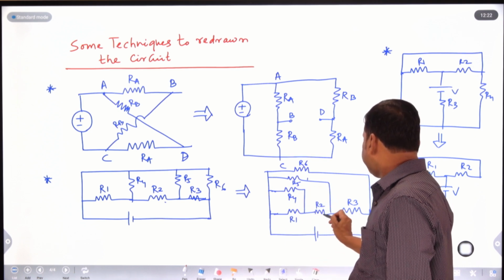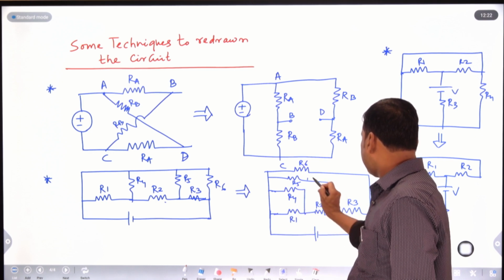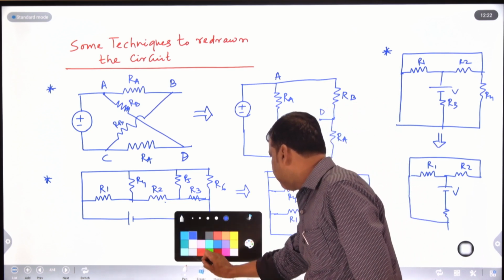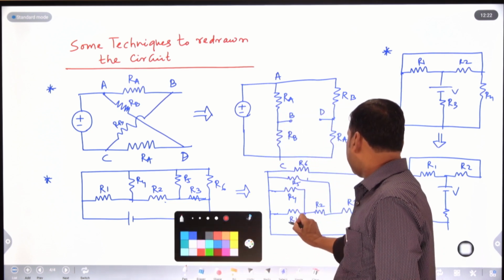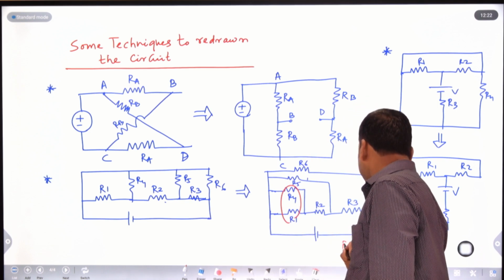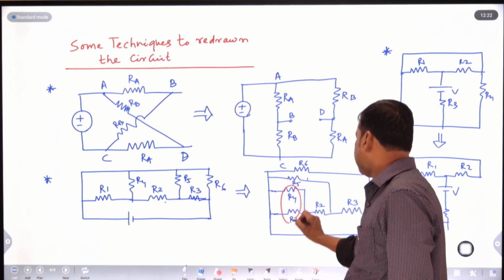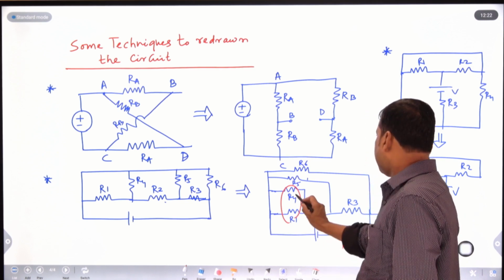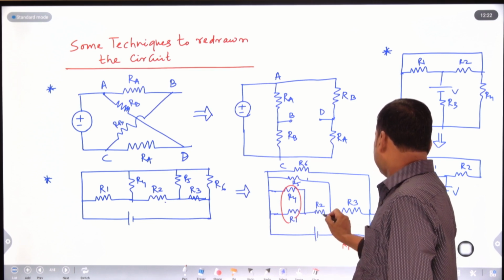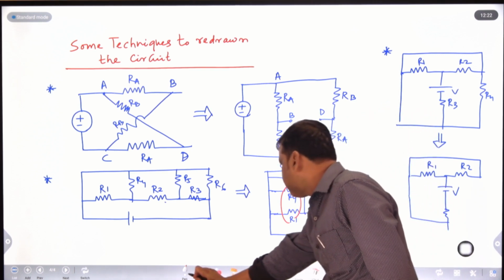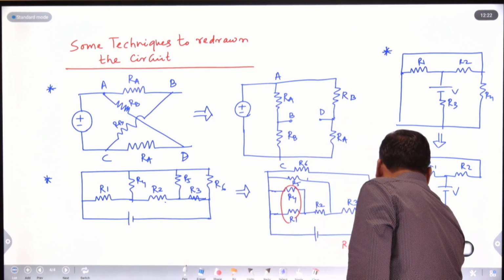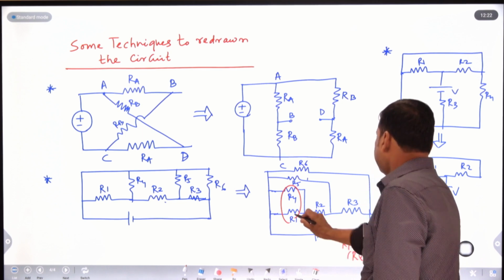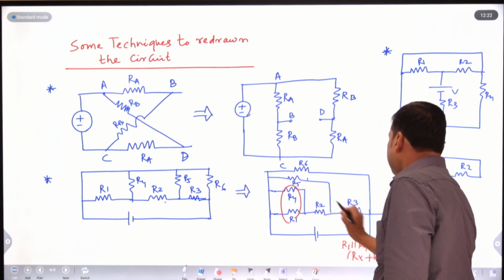Similarly, this is your R2. Whatever this resistance is, R1 and R4 are in parallel. R1 parallel R4 is 1 resistance. Suppose this is Rx. This Rx is in series with R2, then parallel with what? Parallel with R5.